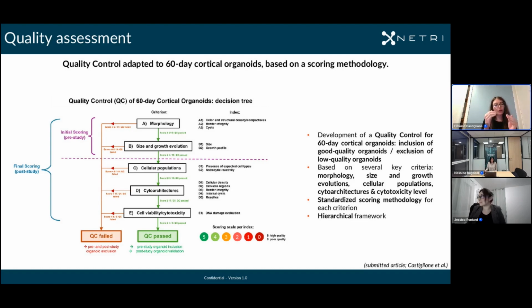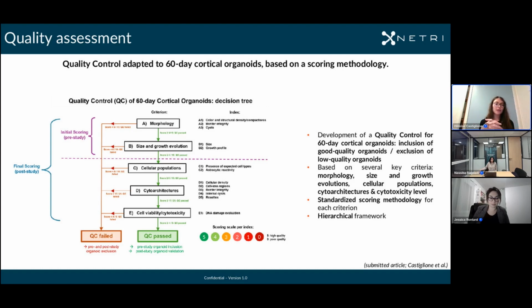So it relies on several criteria for organoid analysis. First, the organoid morphology, then the size and growth profile, the cellular populations, the cytoarchitectures, and the cytotoxicity level. And for each index, a score is attributed to the evaluated organoid, ranging from 5 for good quality to 0 for low quality, and minimal scores to pass the quality control have been defined for each index. So for a cortical organoid to pass this quality control, it has to reach sufficient scores for each index, otherwise it fails and should be excluded from the given study.